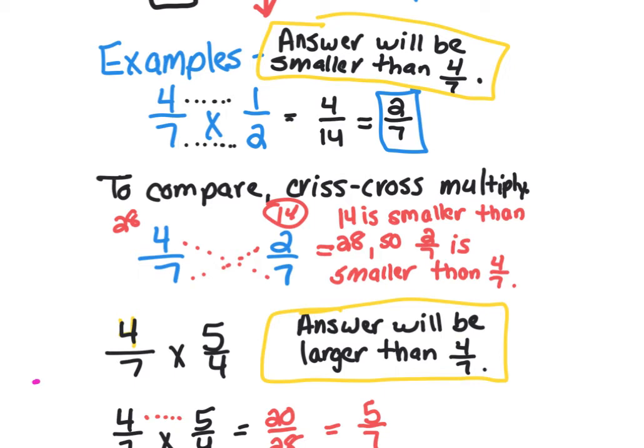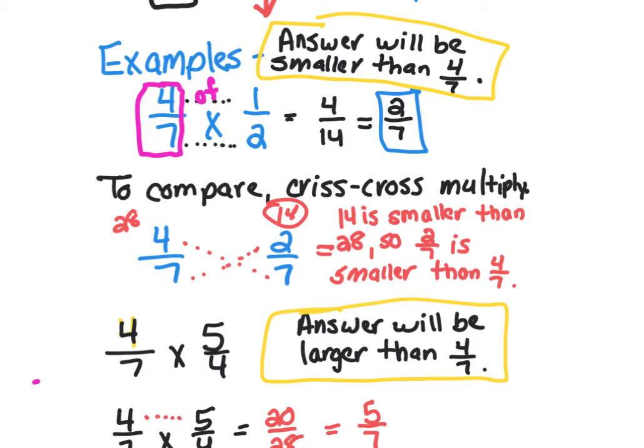So 4/7 times 1/2, we're sticking with 4/7. And so I want to know if I'm multiplying by a fraction. So think of it like this, a fraction by a fraction. Remember what I said, you're getting a piece of a piece. So my answer is going to get smaller because I'm getting a piece of a piece. So it's going to be smaller than 4/7. It's going to be smaller than 1/2 because we're getting a piece of a piece.